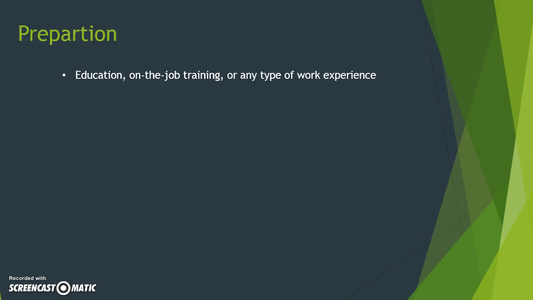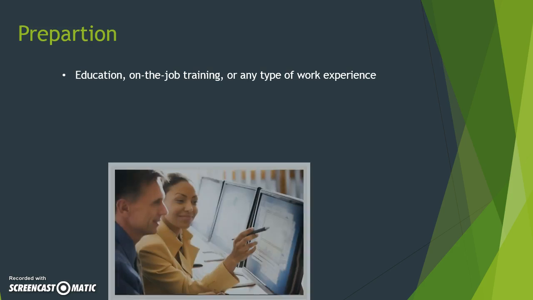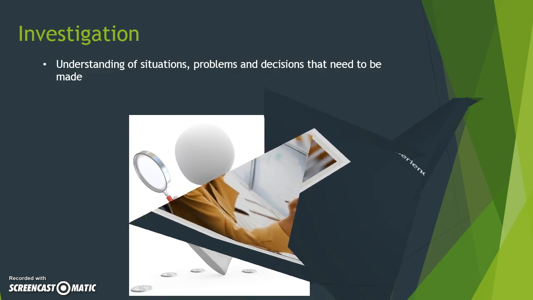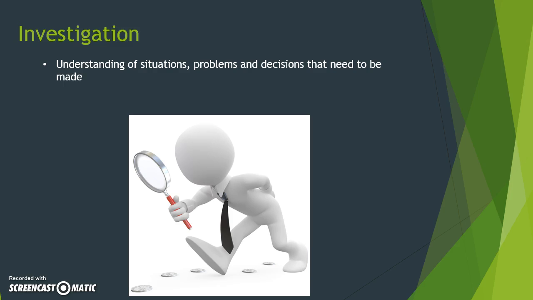So to start off, I'm going to talk about preparation. That is getting some type of education, on the job training, or any type of work experience. According to the book, that's how you start thinking creatively. The second step is investigation, and that requires you to have a better understanding of any problem, situations, or any decision that need to be made at a certain point in time.